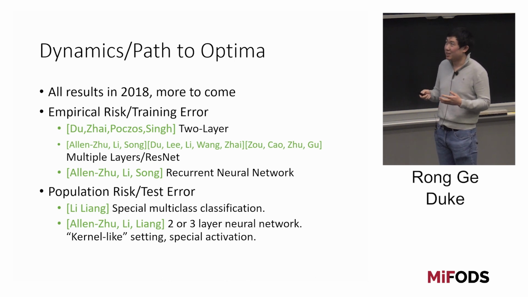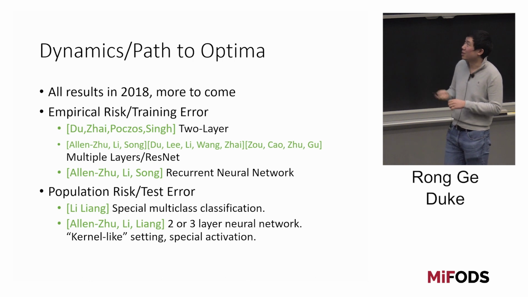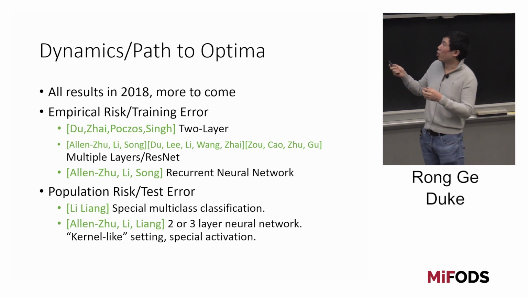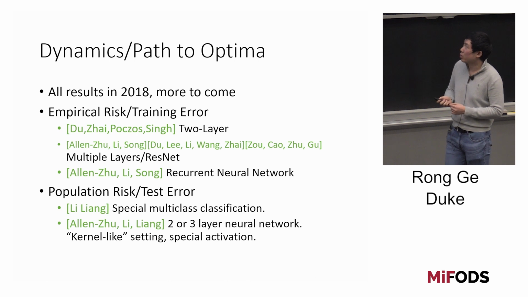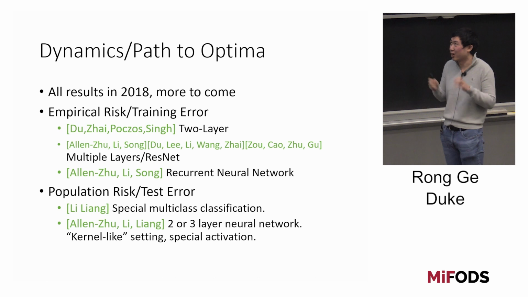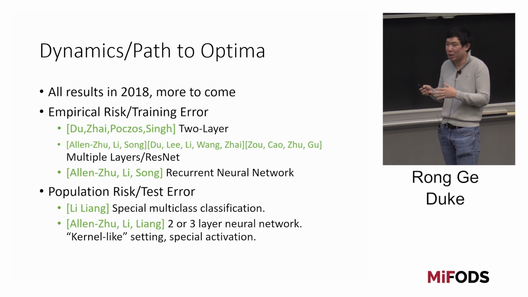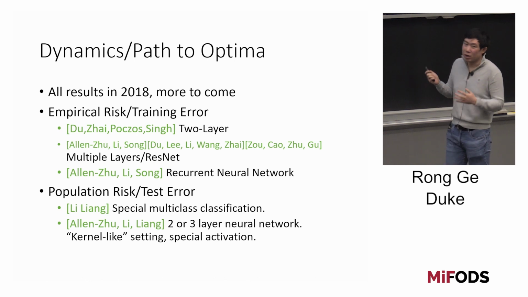When you consider generalization, the problem is actually much harder. Here, the earliest paper looks at a very special multi-class classification problem. A more recent result does this for 2 or 3-layer neural networks. It's not a general result for 2 or 3-layer neural networks. The result is, in some sense, kernel-like. By kernel-like, I mean the neural network, under their assumptions, is going to be approximable using low-degree polynomials. It also requires a special activation in order for the algorithm to run in polynomial time.